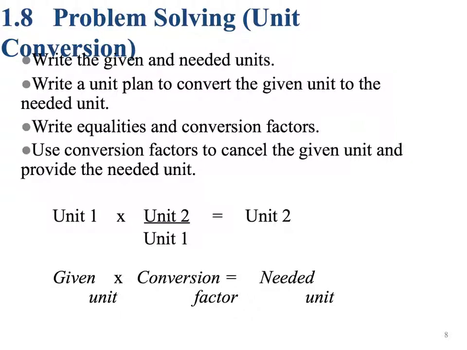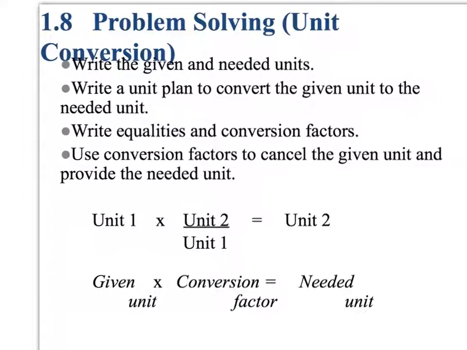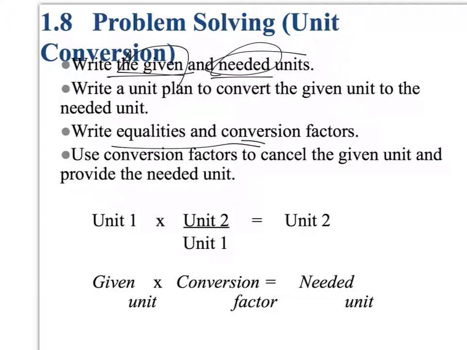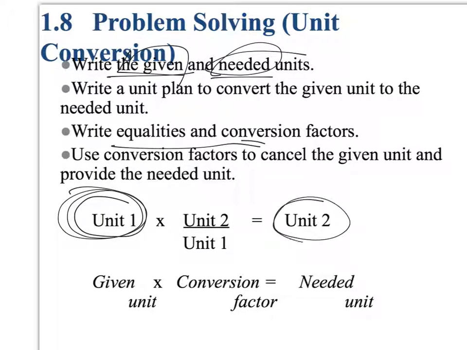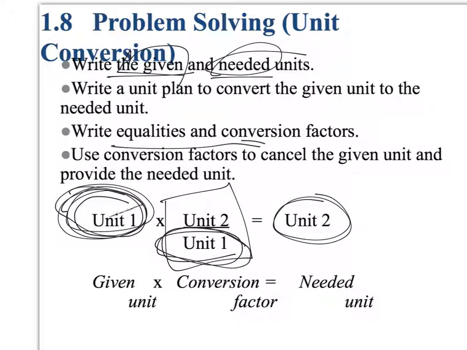So when we have a problem, we're going to write the given units and then write the needed units, and then we're going to write a plan to convert the given to the ones that are being asked. For this, we're going to use equalities and conversion factors. So for example, here we have the given unit, and here is the needed unit. We're going to use a conversion factor. Please notice that the given in the conversion factor, we're going to put it in the bottom so they can cancel out, and the needed is going to be on the top, so it will be the only one that survives after the calculation.